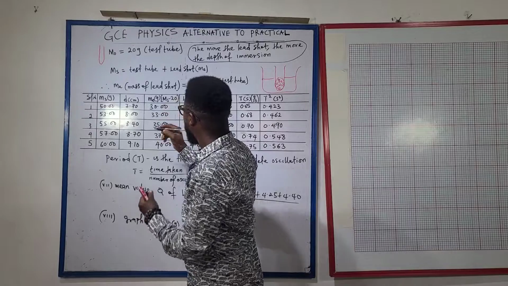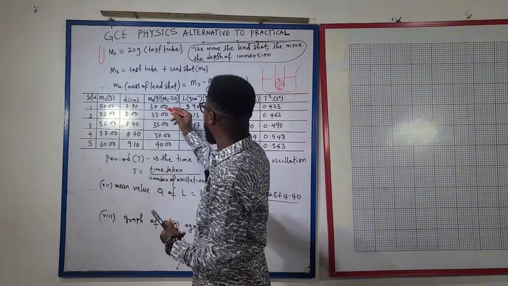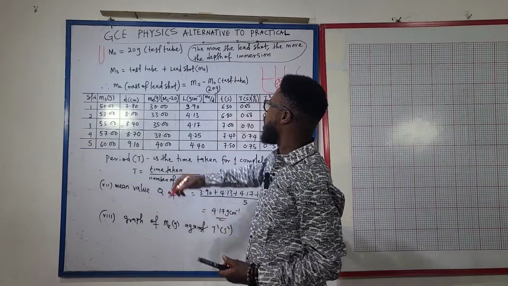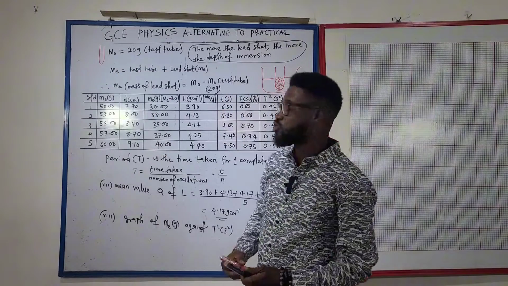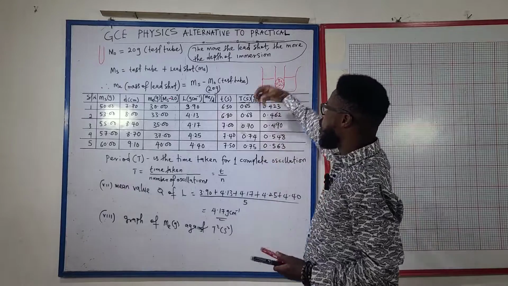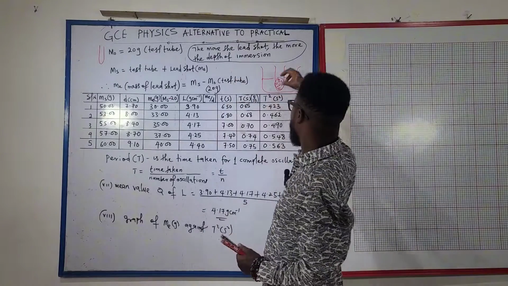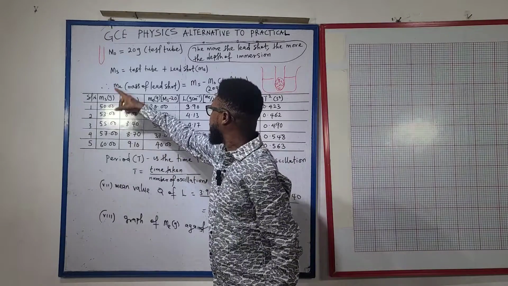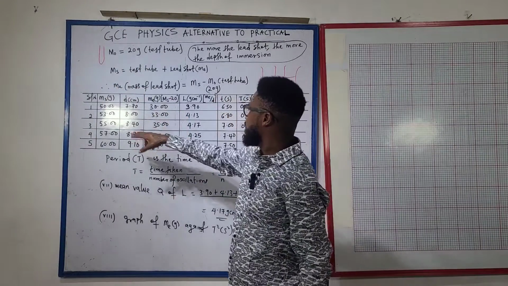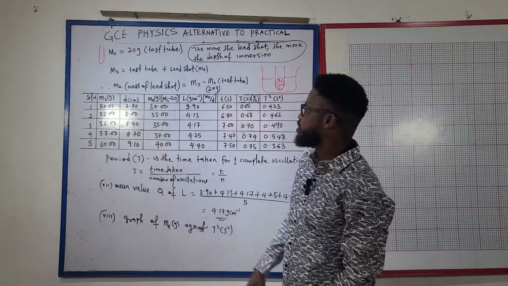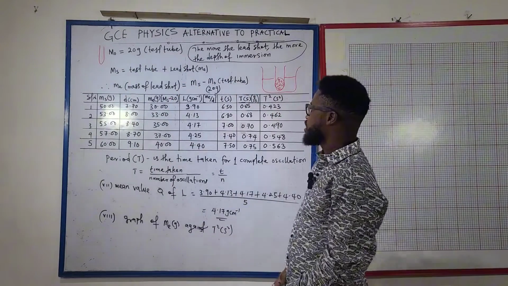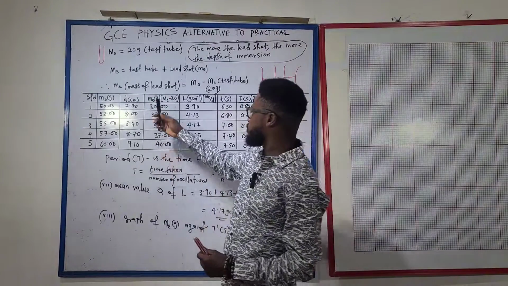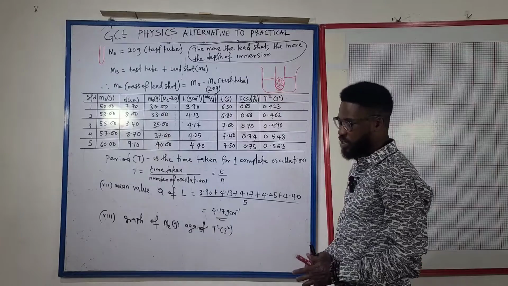Mass of the lead shot is MX, take away 20 gram, which is the 20 gram for the test tube, so that we can get the real value of the lead shot that has been loaded into the test tube. So MS, take away 20: 50 take away 20, 30; 53 take away 20, 33; 55 take away 20, 35; 57 take away 20, 37; and 60 take away 20, 40 grams. So we've been able to do that.